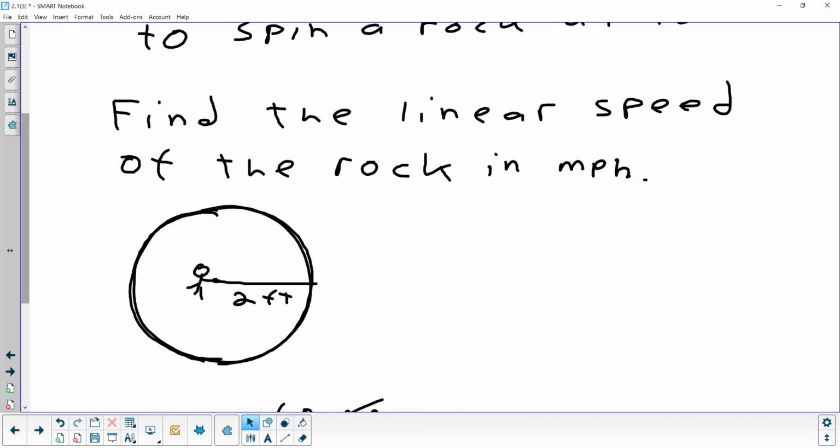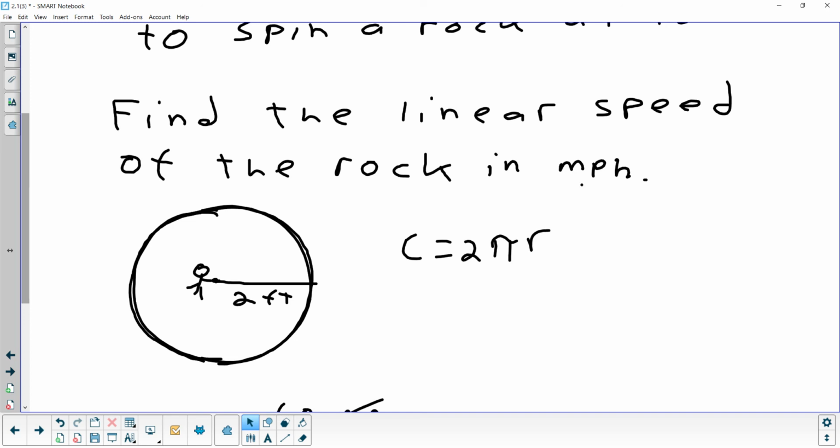That's a revolution, okay, what I just drew. I need to find out how big that revolution is. So what's another name for a revolution? If you think about it in terms of a shape, like the circular shape, it's the what? It's the circumference.